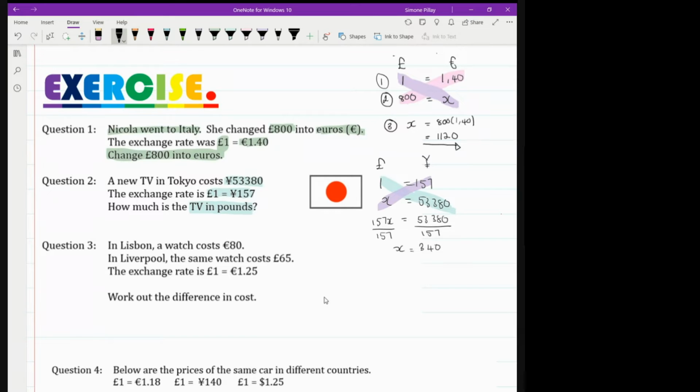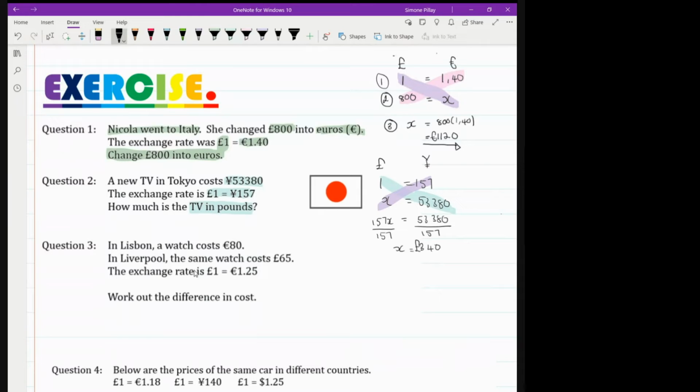Do we have to draw the symbol for the currency after we get the answer? Yes, we do. And that's such a good point over here. Here my unknown was pounds. Okay, so that's number 2 done.